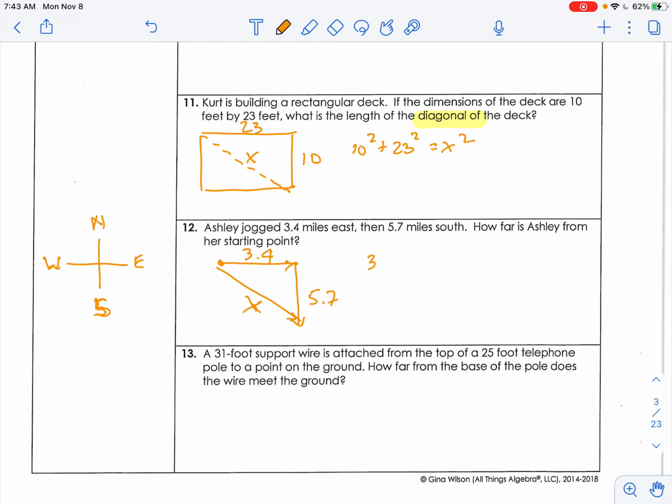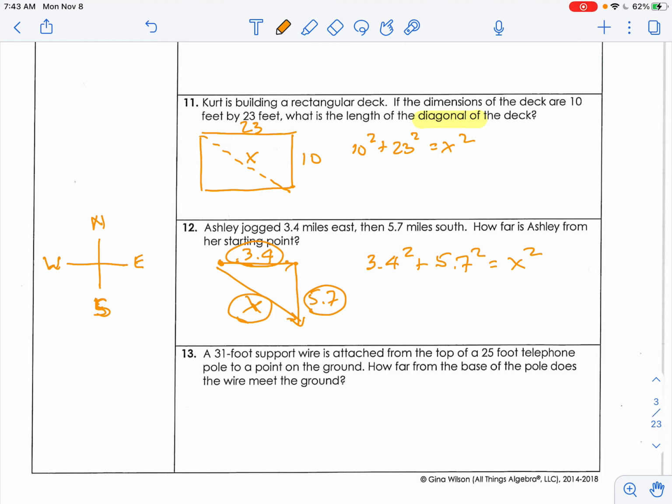What's the setup again? 3.4 squared plus 5.7 squared equals x squared. I don't want to lull you to sleep. Make sure you're checking that these are the legs and that the hypotenuse is by itself, those two just happen to be the same. Okay? All right.